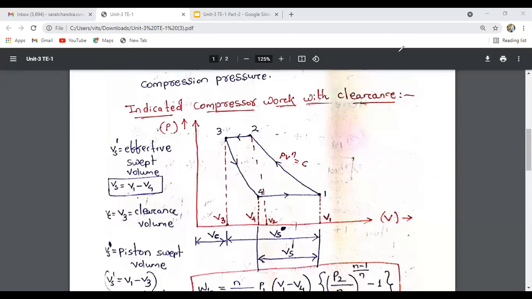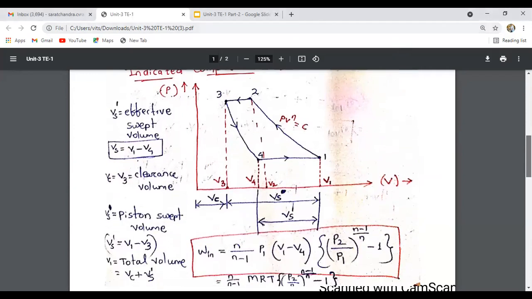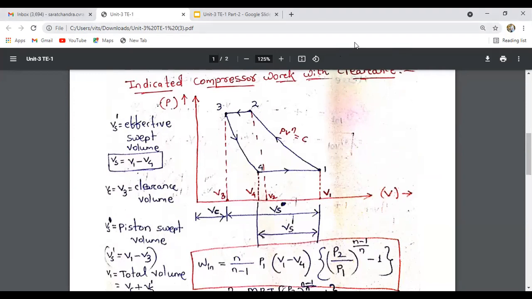Indicated compressor work with clearance. This is the only formula you have to remember. Nothing else is required. So quickly I will tell you what the terms are. Here 4 to 1 is called the suction process. The inlet valve will open and air will enter the compressor. Then 1 to 2 is called the compression process. It can be polytropic compression, isothermal compression, or isentropic compression.